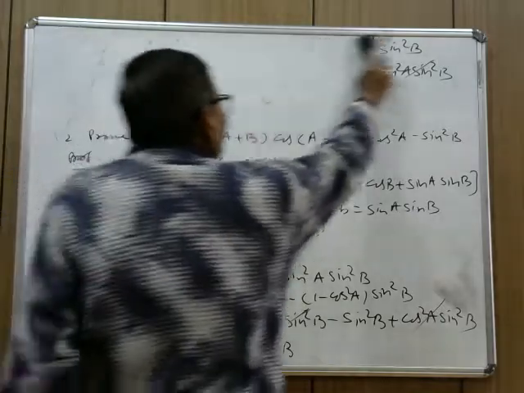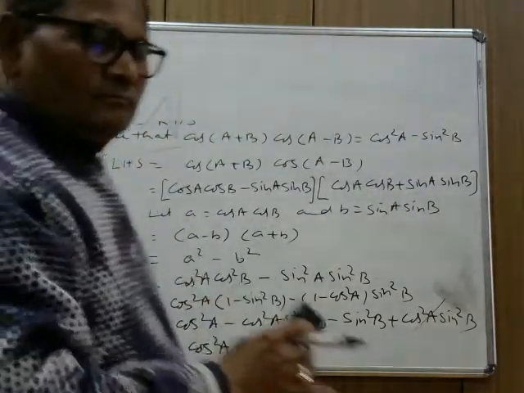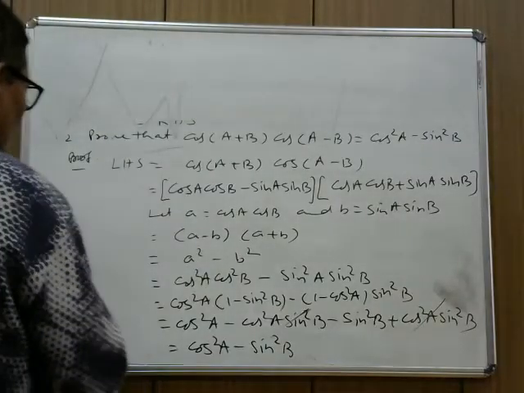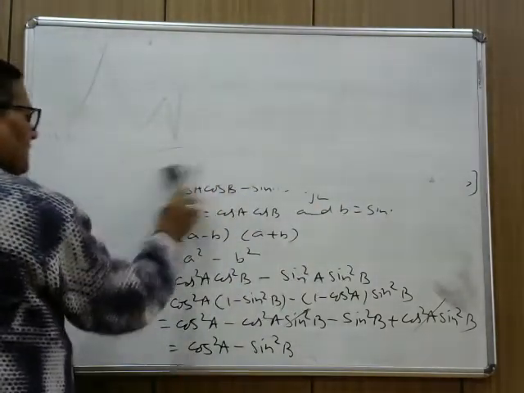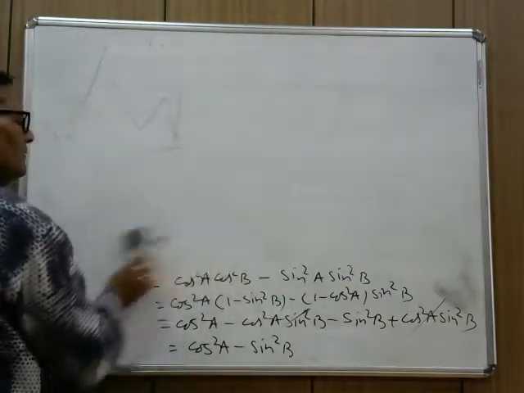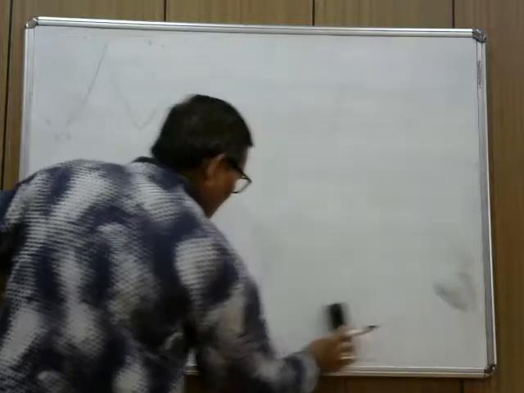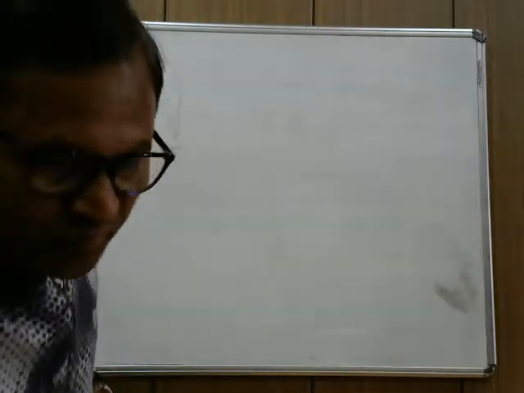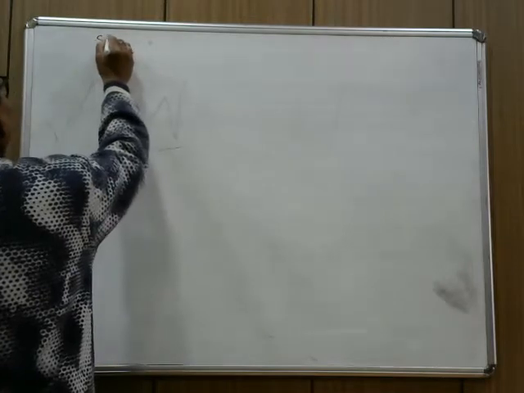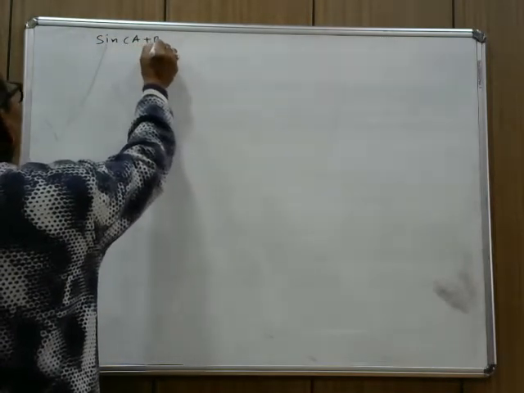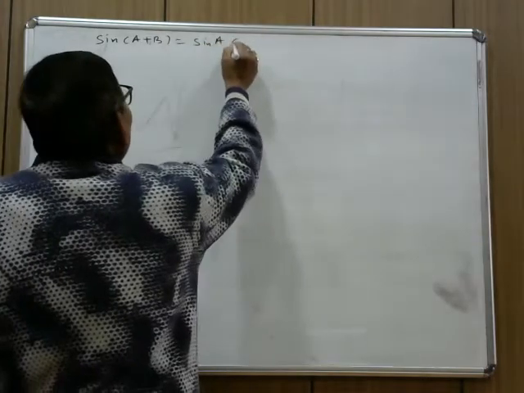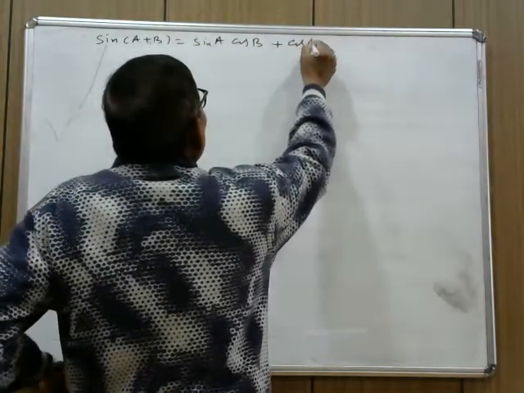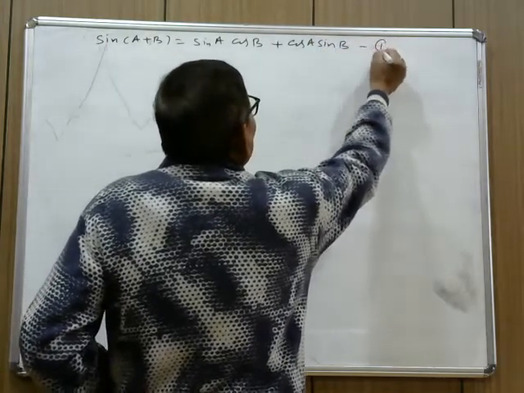Now, after this, we are going to prove some more transformation formulas by using the formula sin A plus B is equal to sin A cos B plus cos A sin B. This is your first formula.